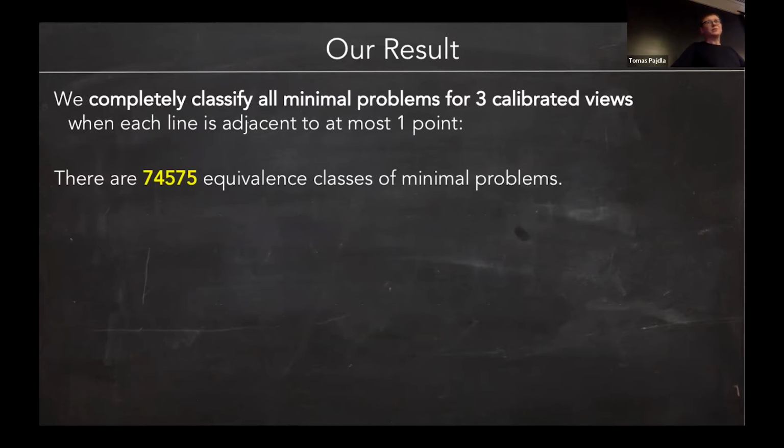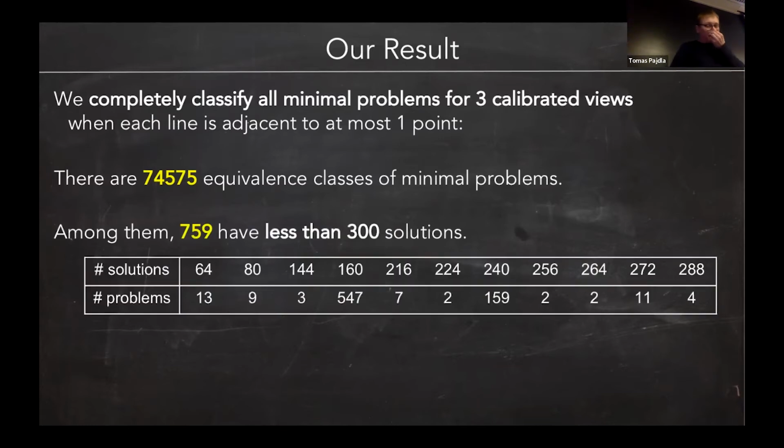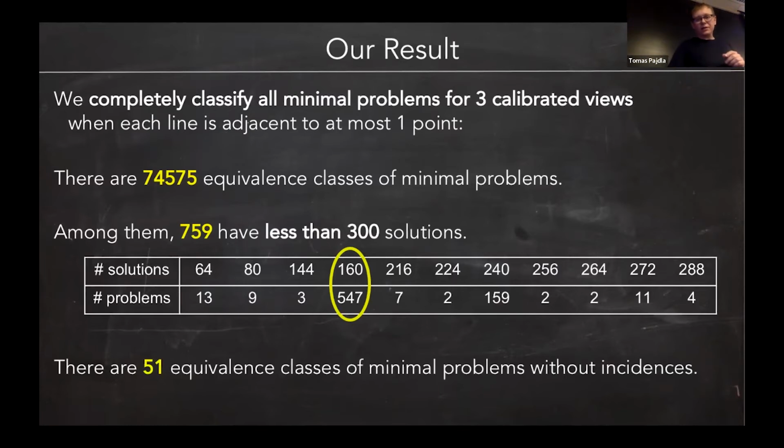74,575 different classes. Of course, computed by computer. And we counted solutions of some of them, but of course not for all of them. Some of them may have too many things. So we look at those problems which are less than 300 solutions, and these are some cases. So we have always how many solutions there are, and how many problems have that number of solutions, right? Some of them are good, like 160 is still not too terrible. This is still practical. This is still computable, and there are quite a lot of those.